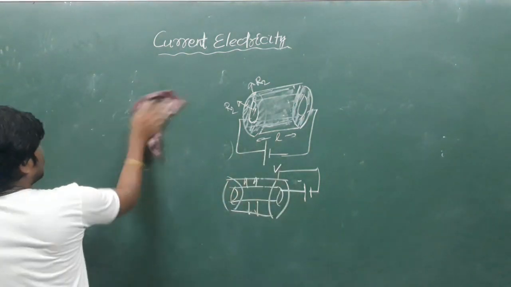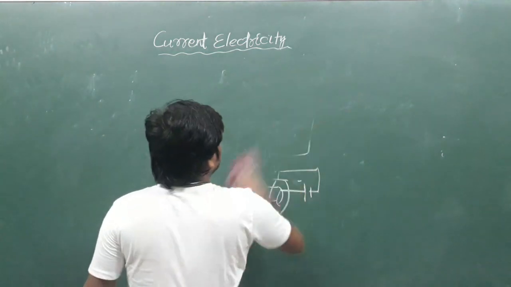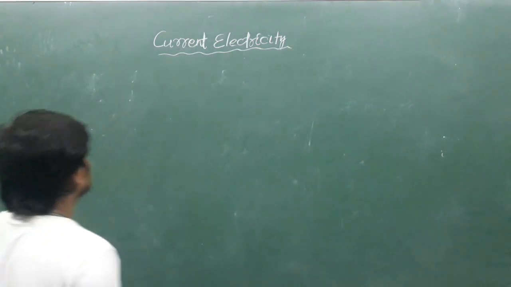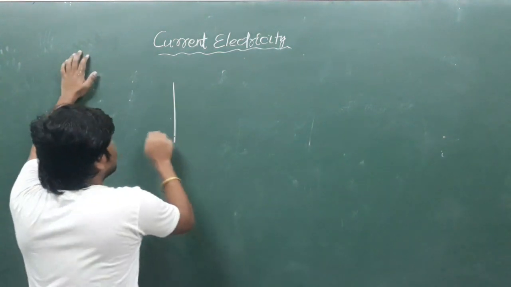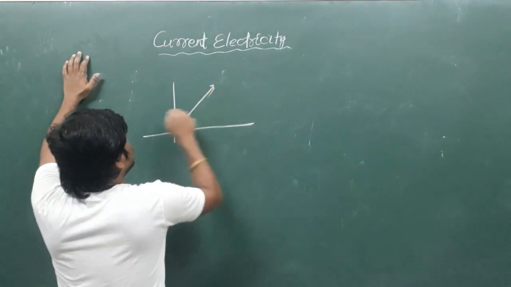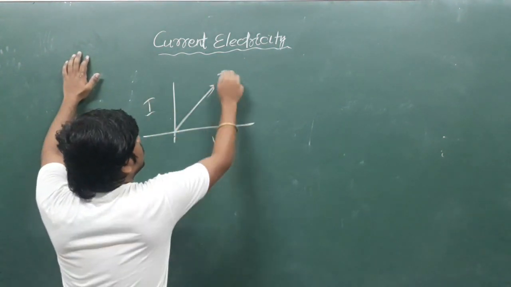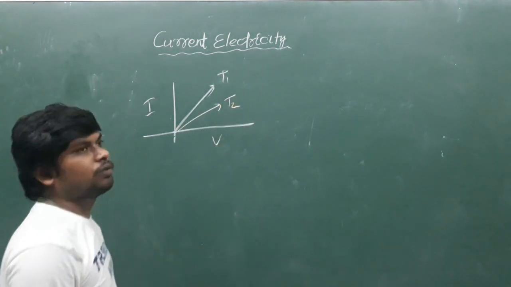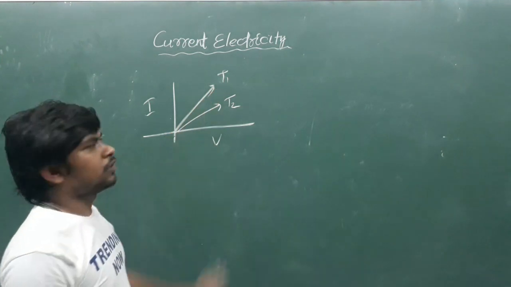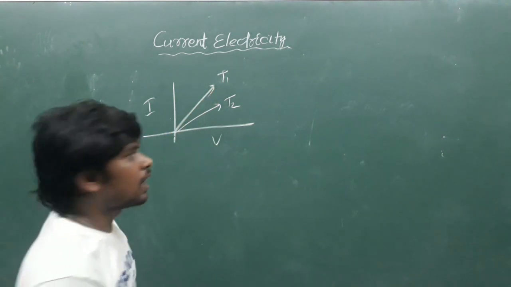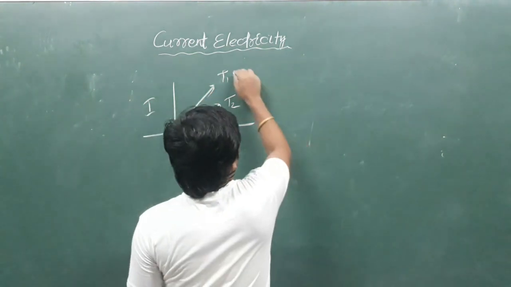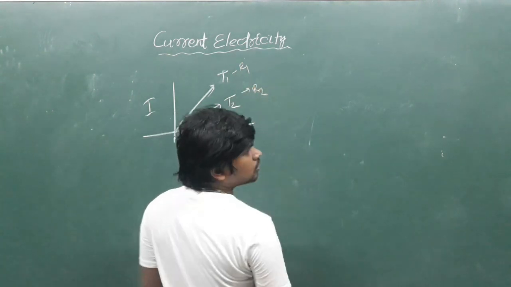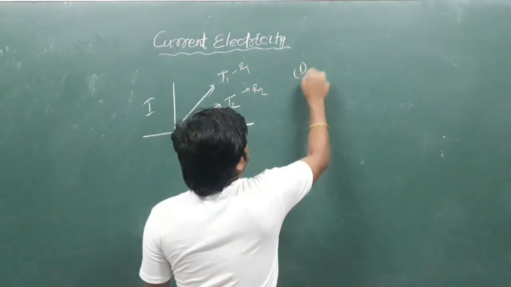So next, let's write one more question. If there is a graph, this is also one more important question. They have given a graph between V versus I for different temperatures. Two different temperatures are there, T1 and T2. At which temperature is the resistance higher? For T1 the resistance is R1, for T2 the resistance is suppose R2. Then which option is correct?